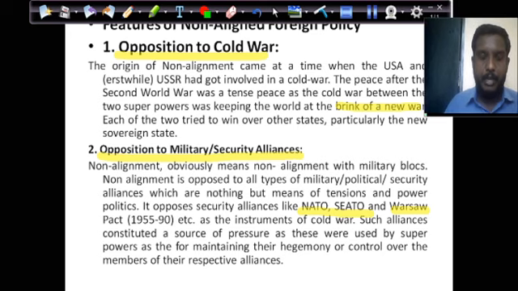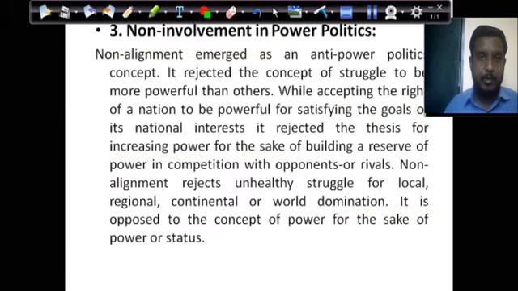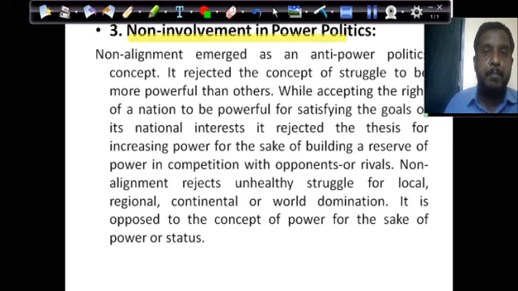So we are moving into the next slide. The third one is non-involvement in power politics.